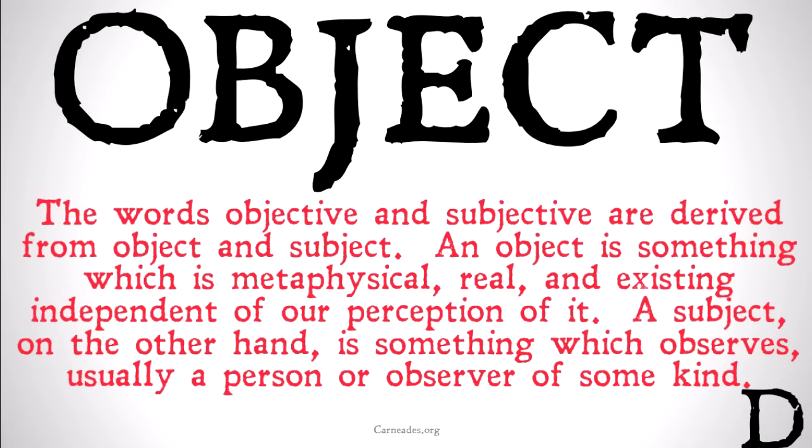An object is something which is metaphysical, real, and existing independent of our perception of it. That's the important part. A subject, on the other hand, is something which observes, usually a person or an observer of some kind, something that can form opinions. There's a lot of question of this around philosophy of mind, which we're not going to delve into right now, but take basically the subject as a person and maybe some other things for now.